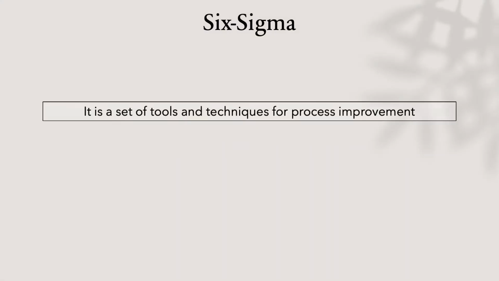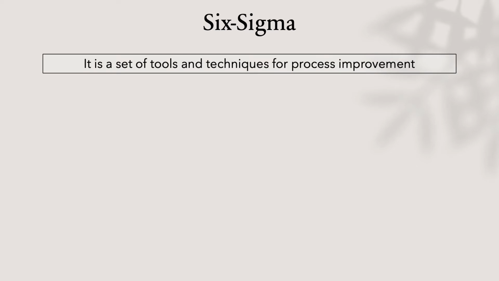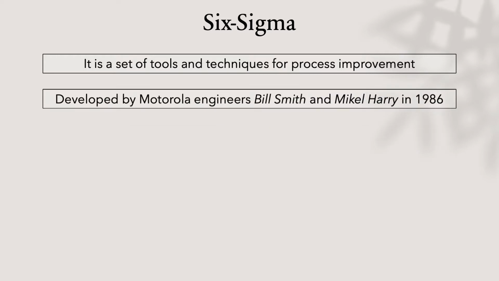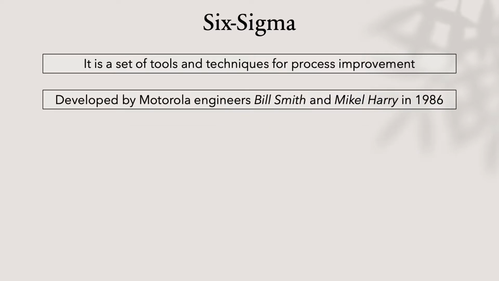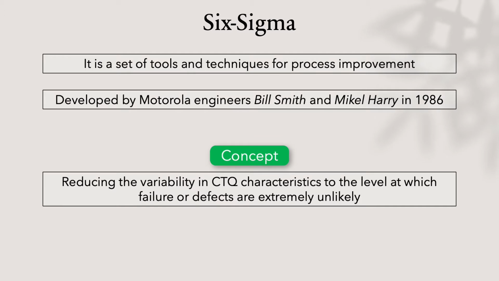Six Sigma is a set of tools and techniques that are used for improving a process. It was first developed by two engineers, Bill Smith and Michael Harry, who were working at Motorola in 1986. The concept of Six Sigma is to reduce the variability in critical to quality characteristics to a level at which failure or defects are extremely unlikely.